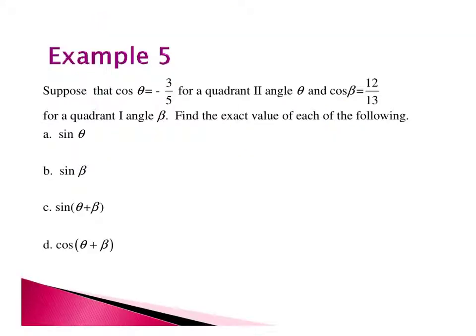Okay, so this example is a little bit different. Suppose that cosine of theta is equal to -3/5 for a quadrant 2 angle, and cosine beta is equal to 12/13 for a quadrant 1 angle. Find the exact value of each of the following. Well, in order to find sine for theta or beta, I need to draw triangles. So for these type of problems, it's imperative that we draw triangles.